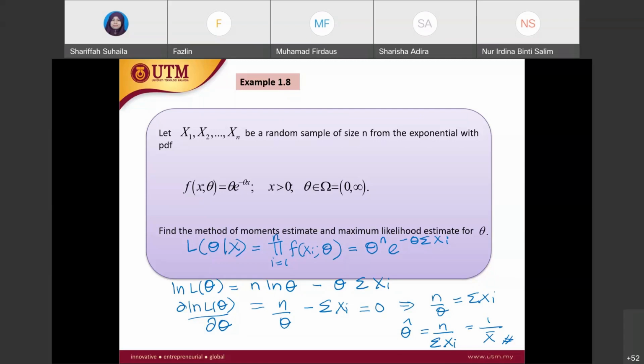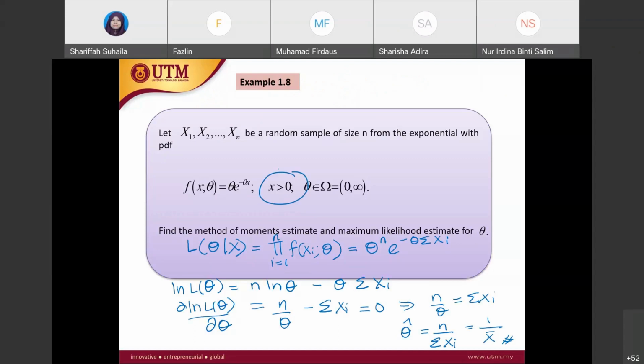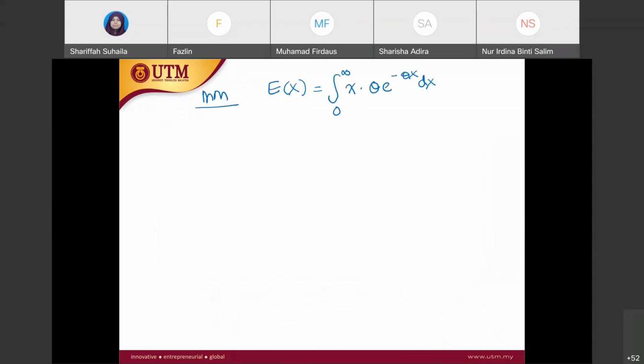So now you solve using your method of moments. Okay, say we use the method of moments. We have this one, theta exponential negative theta x. First, for the method of moments, I write the expected value of x. Start by writing your expected value of x. So we integrate x f(x; theta), so theta exponential negative theta x, with range from 0 up to infinity, given x greater than 0.